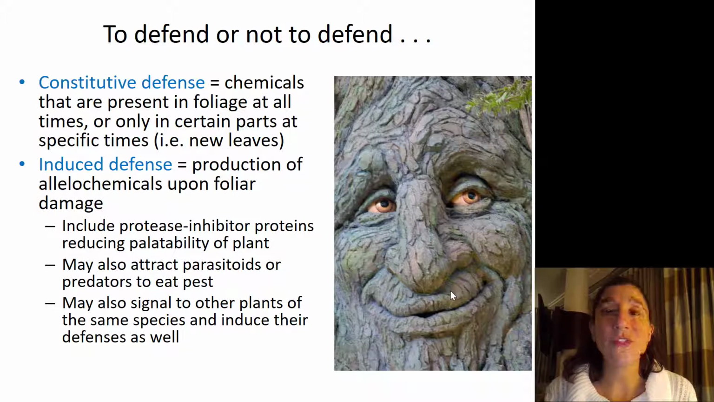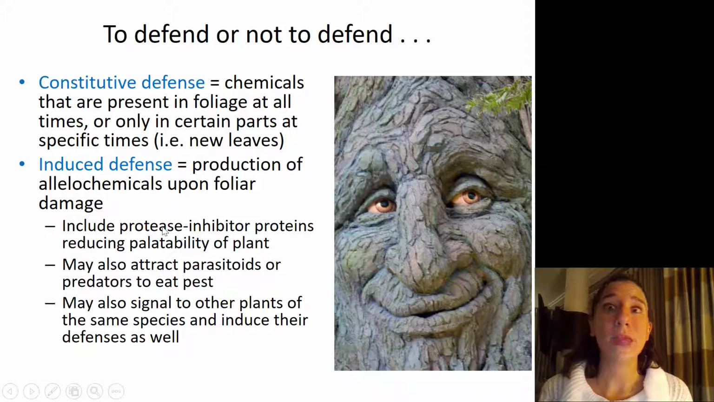This is in contrast to induced defenses, which are when allelochemicals are produced only upon some kind of damage to the plant. So many of these induced defenses include things like protease inhibitor proteins that will reduce the palatability of the plant to the insect, and or interfere with the insect's ability to digest the protein, right?